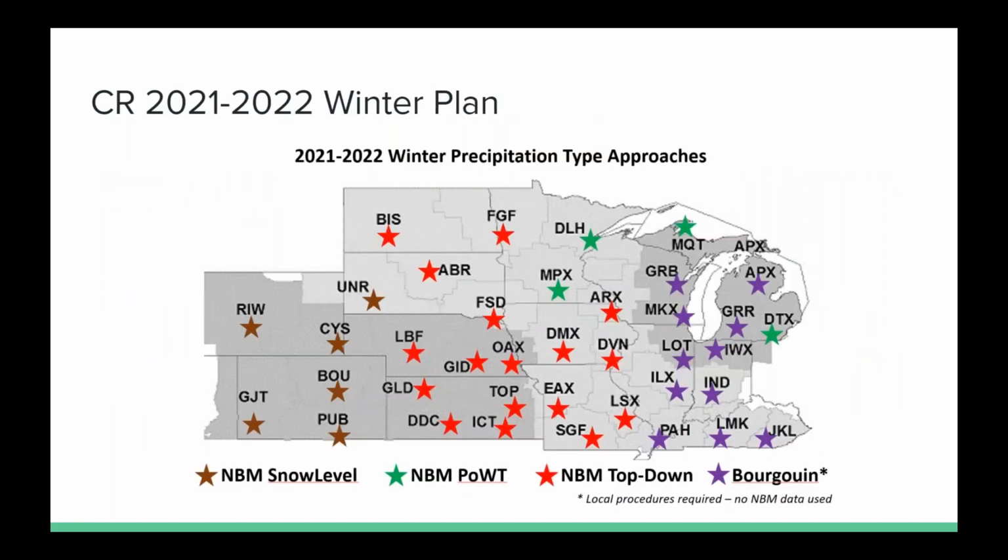So what we're planning this winter here in Central Region, we have basically restored things for the most part before what we did with the NBM PoWT testbed last winter. We do have 4 offices going to utilize the NBM PoWT within the ForecastBuilder workflow for this winter: Chanhassen, Duluth, Marquette, and Detroit. So it's a little smaller subset than what we had last winter, and that's okay.